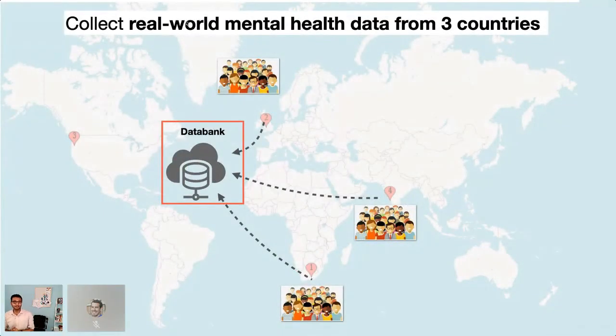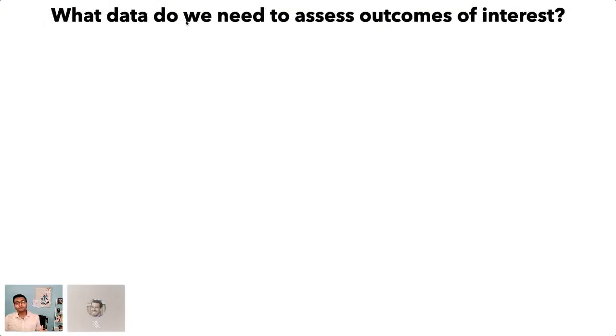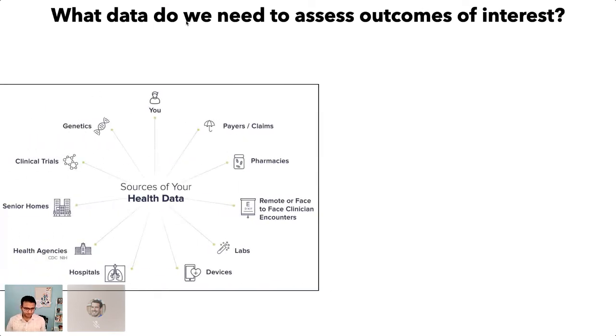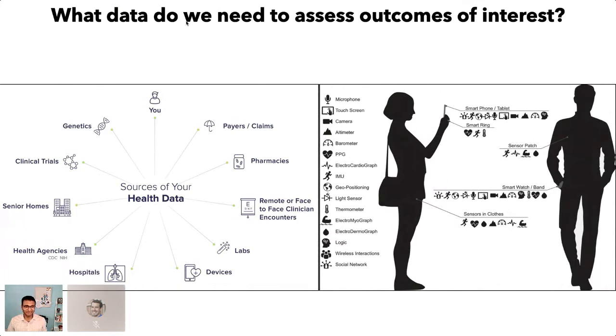So here is a real study that is being worked on right now, without going into specific details, collecting real-world mental health data from 3 countries. And so this is in progress as we speak. And to be very clear, I'm not involved in the study anymore. But the fundamental question is, what do we need to assess in terms of outcomes of interest? There are many choices, right? The sources of your health data are tremendous. Should we just focus on devices, or should we do more? And that question will become clear as the day progresses.